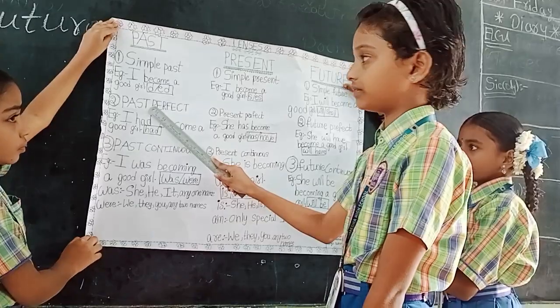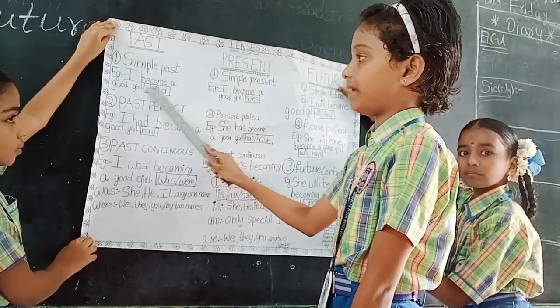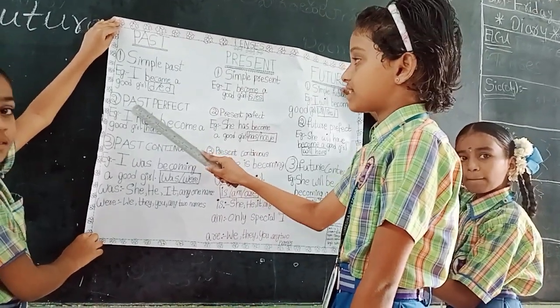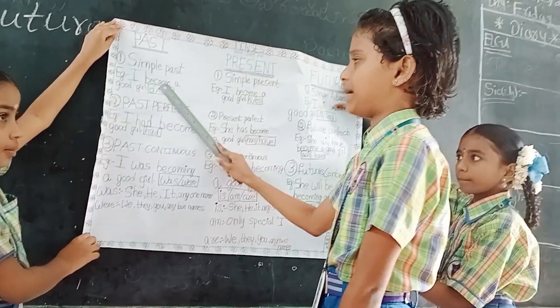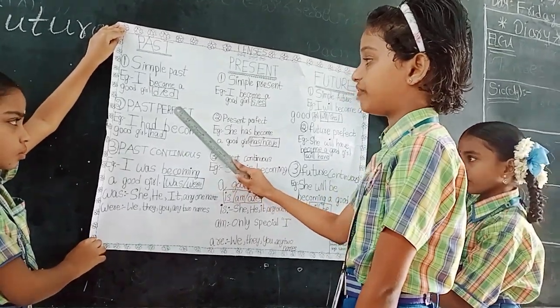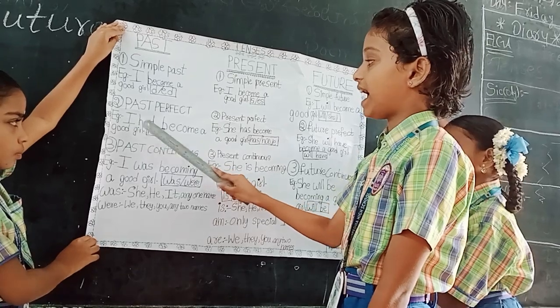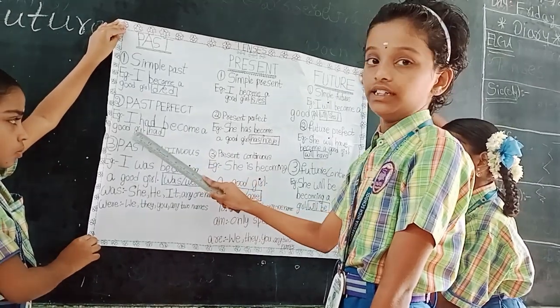In the past, I became. I become a good girl. I became a good girl. Past perfect example is I had become a good girl.